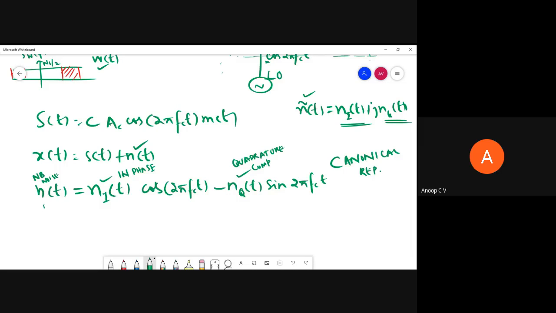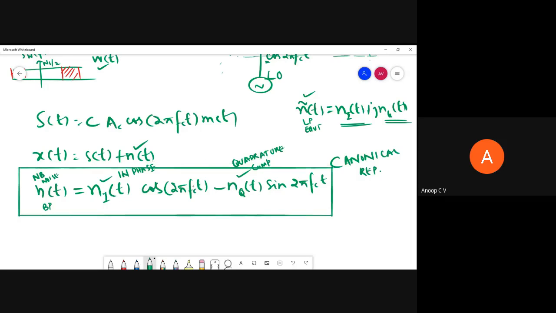This n tilde of t in turn is a band pass signal, but this is the low pass equivalent. I'm not confusing you people. What you should remember is only this result.